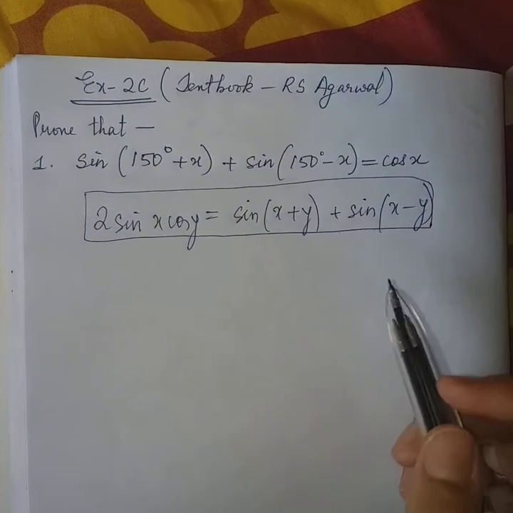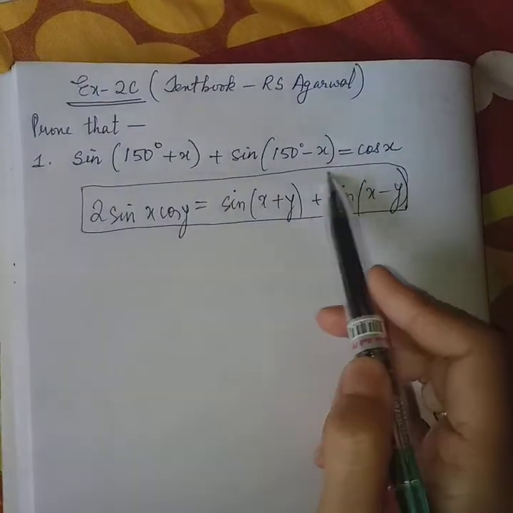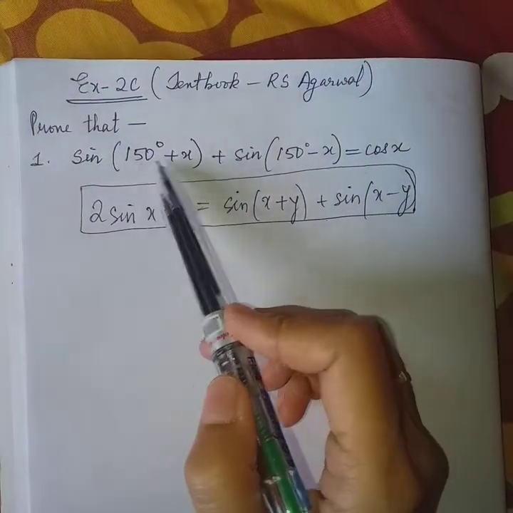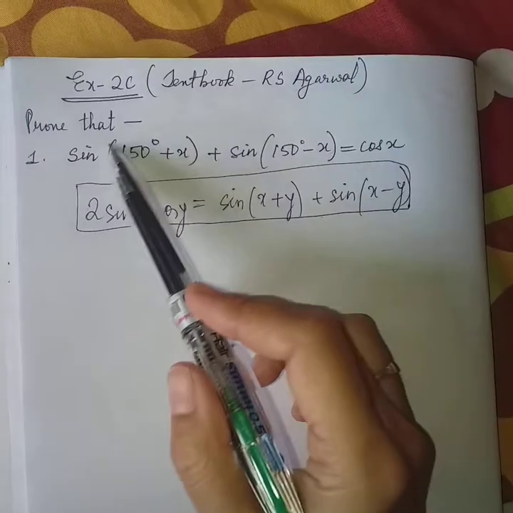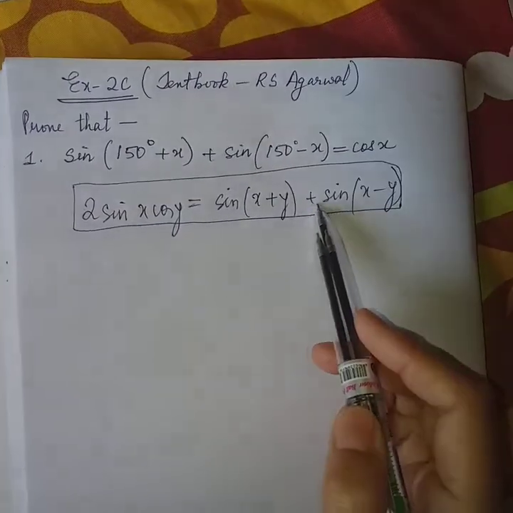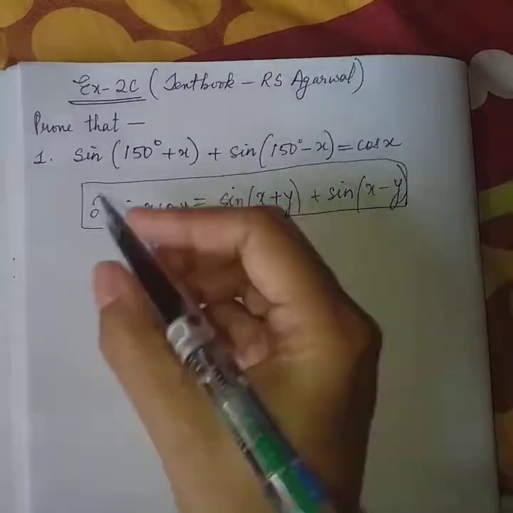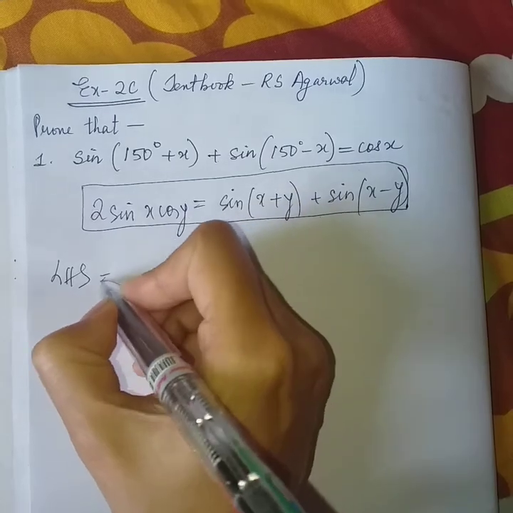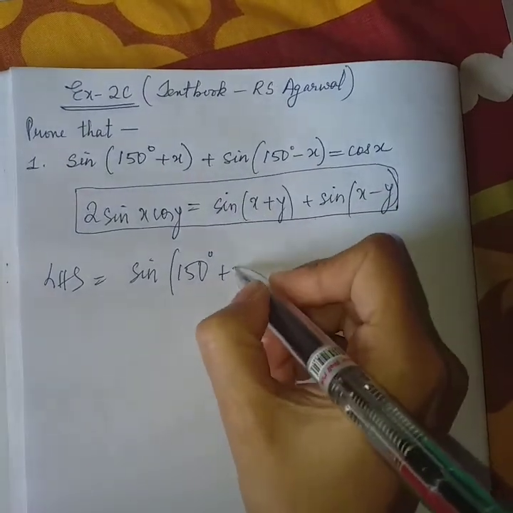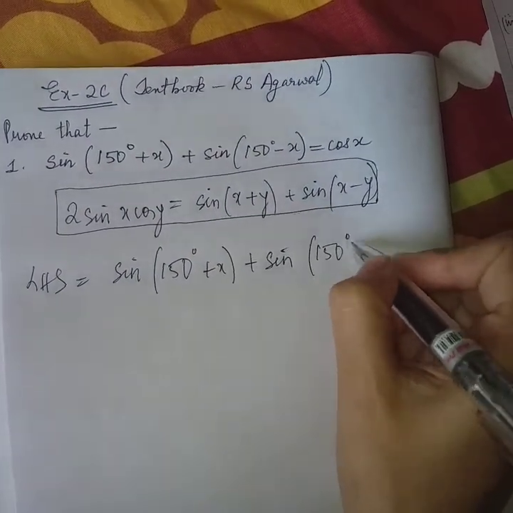So we have learned the trick also, so we can apply the whole formula as a whole, instead of applying part by part. Sine of (a plus b) plus sine of (a minus b), we can do it as a whole: sine of (x plus y) plus sine of (x minus y) will be equal to 2 sine x cos y. So taking the left hand side, this is sine of (150 degrees plus x) plus sine of (150 degrees minus x).